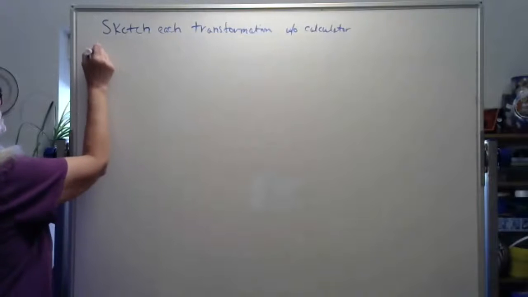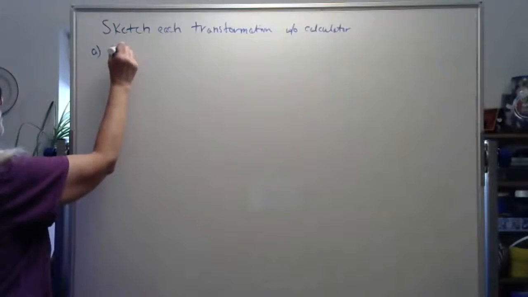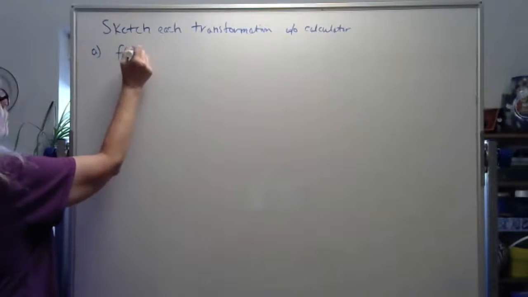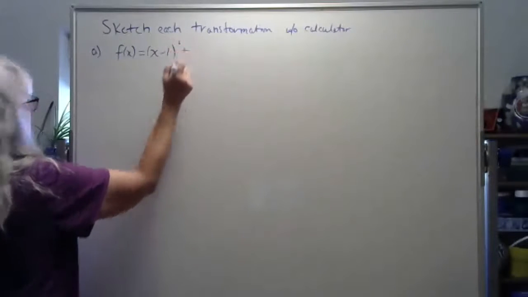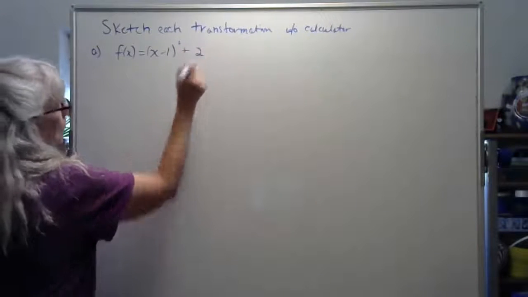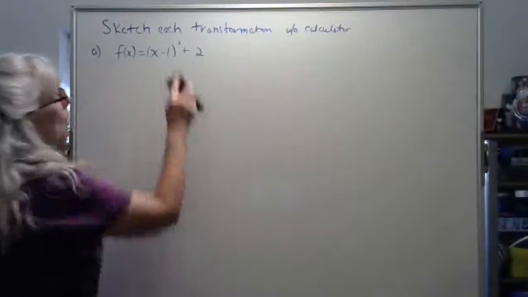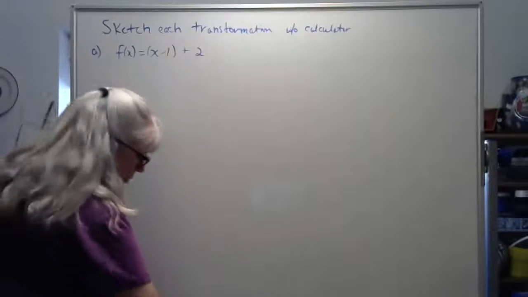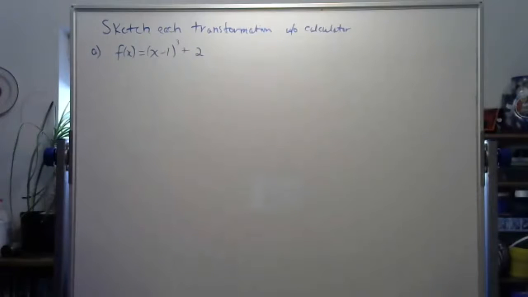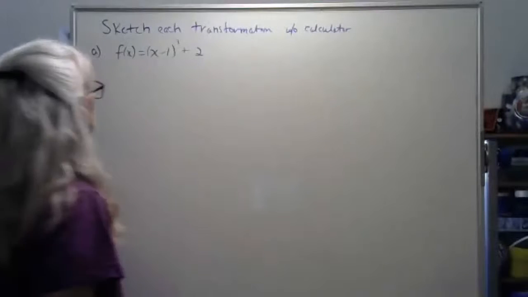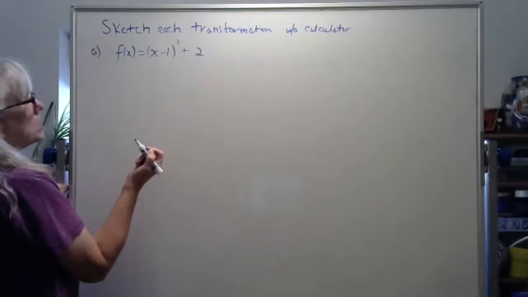So the first one I want to do, let's do f of x is equal to x minus 1 quantity cubed, and then I'm going to say plus 2. So x minus 1 quantity cubed plus 2. Okay, so it's the same thing we were just doing, but this time they actually want us to graph it. So first of all, what shape is it?